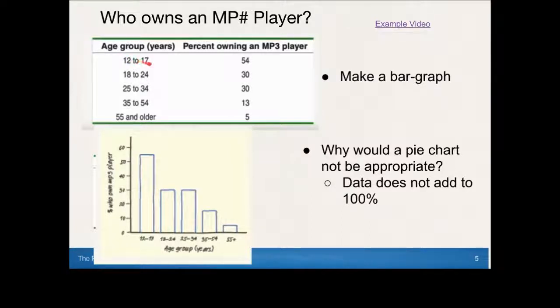What is your age, and then do you own an MP3 player? So there's more data than it's actually showing here. But that's okay for now. We'll look at those kinds of tables shortly.